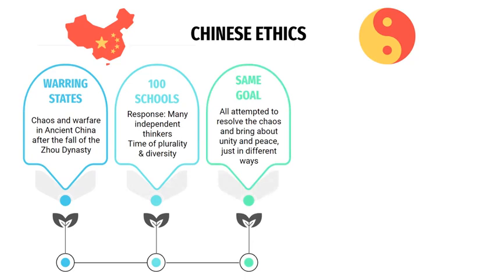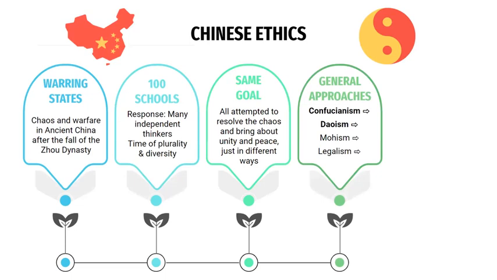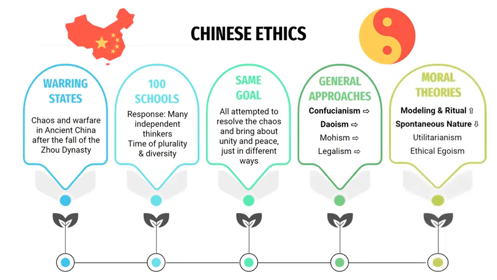They have roughly the same goal. All attempted to resolve the chaos and bring about unity and peace, but just in different ways. There are a couple of general approaches: Confucianism, Taoism, Moism, and Legalism. And this gets incorporated into a couple of different strands of Eastern philosophy: modeling and ritual, spontaneous nature, utilitarianism, and ethical egoism. But Confucius's focus is mostly on this goal, bringing about unity and peace, not just within the community, but with oneself.